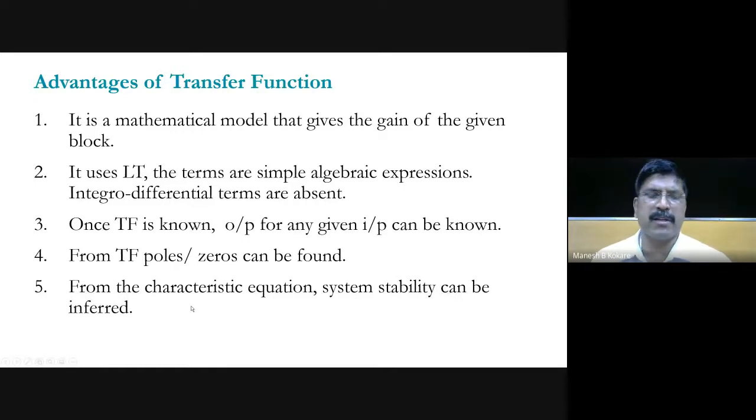What my characteristic equation is, we will also study in the next slides. Generally, your denominator, if you equate that equal to 0, that equation is called the characteristic equation, because from that we can find out the stability of a control system, or we can determine the characteristic of that control system. That's why it is called the characteristic equation. So there are 5 advantages.